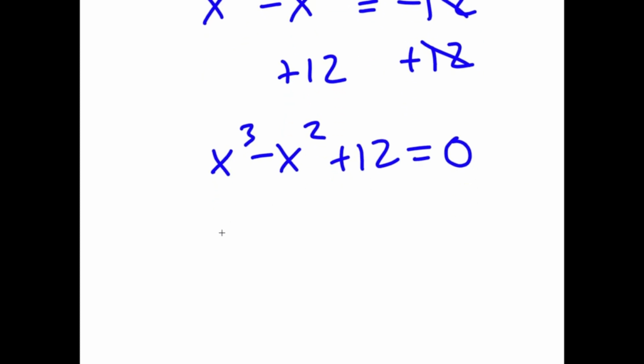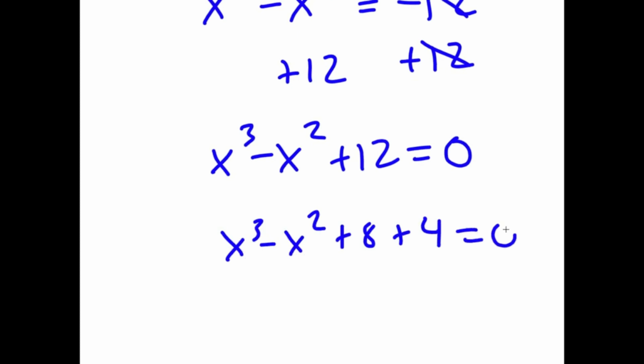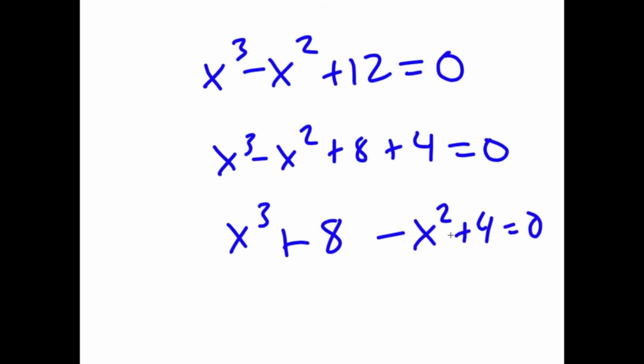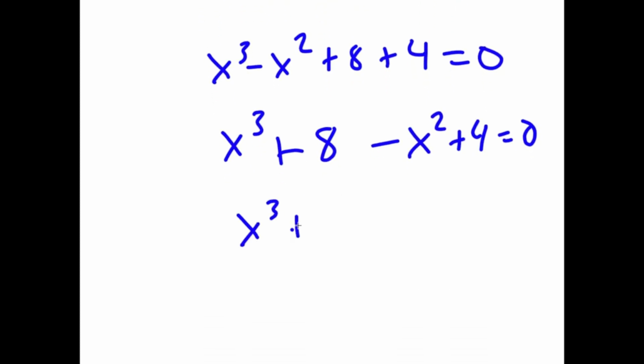Now I'm going to rewrite 12 as 8 plus 4. And I'm going to actually move some terms around. I'm going to move 8 next to x to the power of 3. So x to the power of 3 plus 8 minus x squared plus 4 is equal to 0. And 8 is the same thing as 2 to the power of 3. 4 is the same thing as 2 squared.